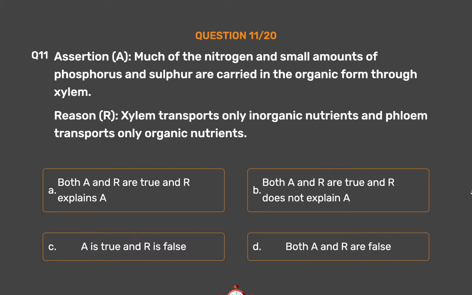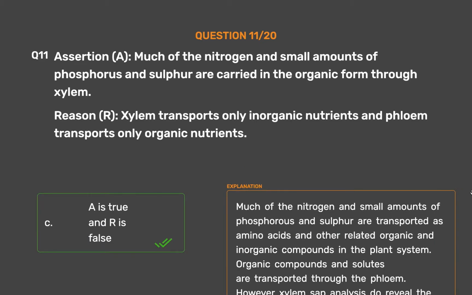The correct answer is option C. A is true and R is false. Much of the nitrogen and small amounts of phosphorus and sulfur are transported as amino acids and other related organic and inorganic compounds in the plant system. Organic compounds and solutes are transported through the phloem. However, xylem sap analysis does reveal the presence of trace amounts of sugars, many amino acids and other organic compounds, especially compounds of nitrogen, phosphorus and sulfur are absorbed and transported through the xylem. The relative concentration of organic molecules in the xylem to that in the phloem is nevertheless very little.